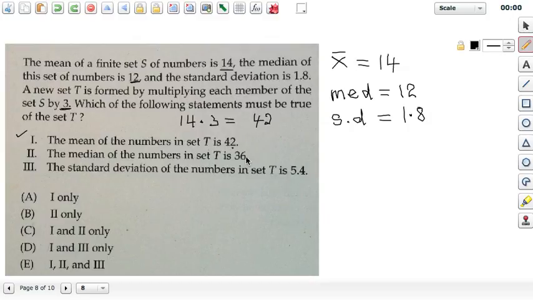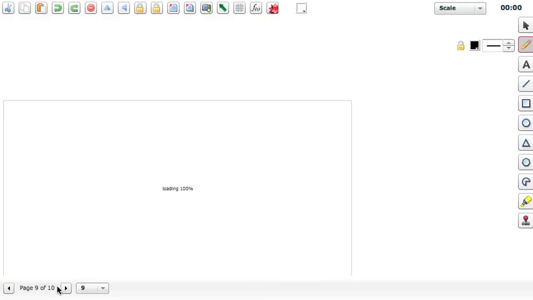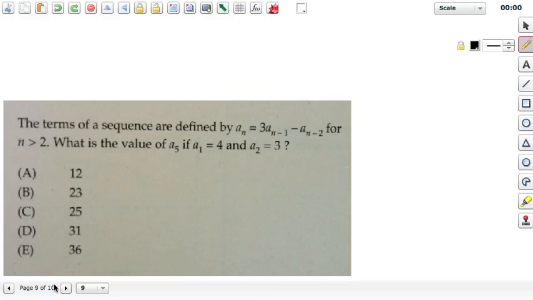The median will be multiplied by 3. So 12 times 3 is 36. So this is correct. And the standard deviation, 1.8, must be multiplied by 3. And that is also correct. So your final answer is E. Next question coming up. Series and sequences. Let's go ahead and do this.